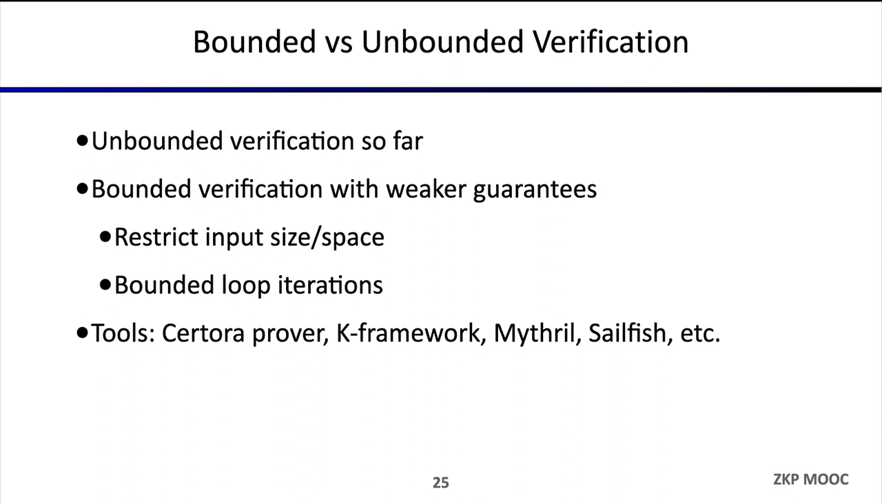For instance, you can restrict your input size to a certain degree, or restrict the space of your input. Or sometimes, let's say you have a complex program with a whole bunch of loops in which you don't even know how many iterations are going to run and whether the loop is even going to terminate. In this case, you can always assume that the loop is going to execute under a certain constant bound. For instance, you execute your loop just twice for every program that you encounter.